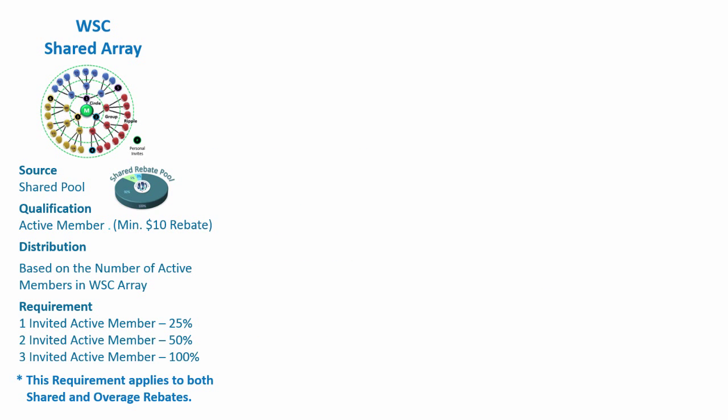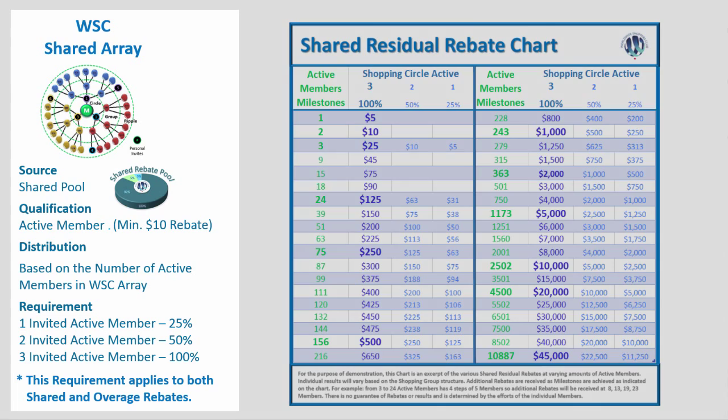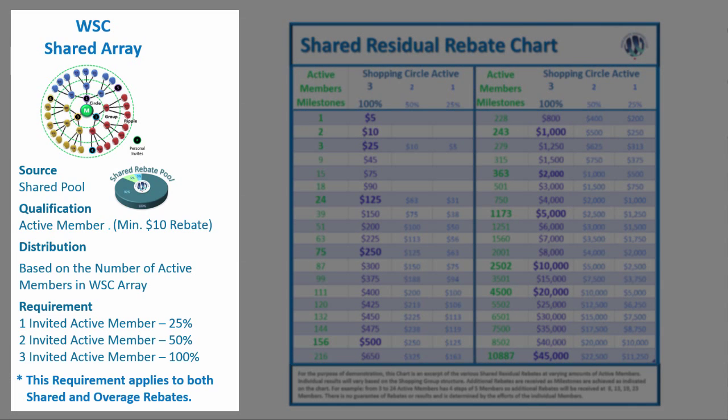So let's show how simple the system is by showing how members receive rebates through the shared residual rebate chart. Let's just briefly look at the left-hand column. First of all, this clearly states that this is the Worldwide Shoppers Club shared array that this chart represents. And that comes from the shared rebate pool. And the way people get into that pool is having a minimum $10 rebates. That's all it takes to qualify to receive the rebates from this chart.